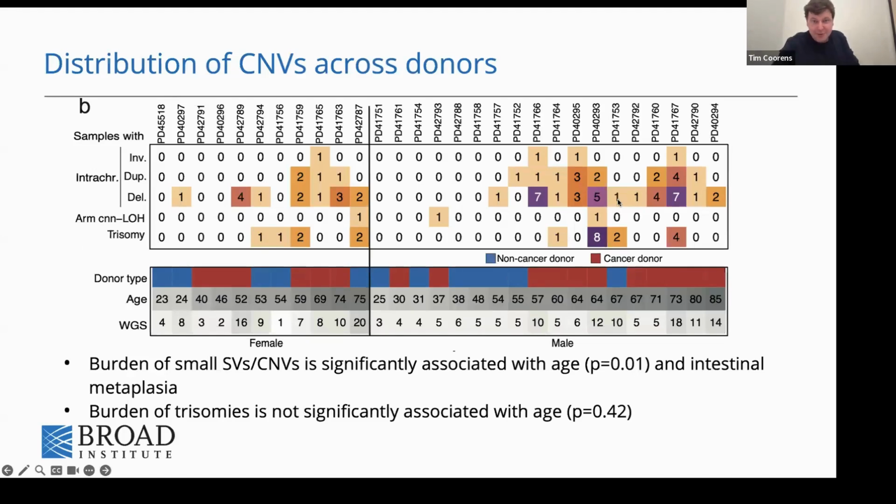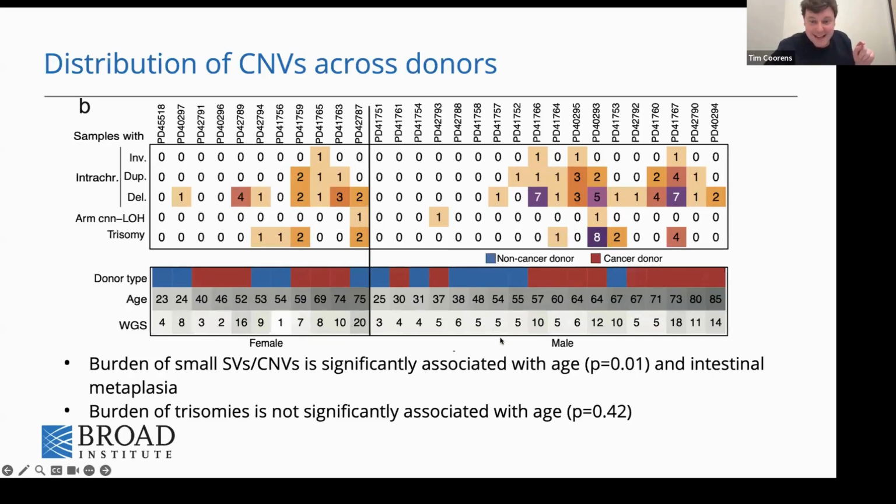Here are all the individuals within the study, females over here, males over here, and they're ordered based on age. And you can see that it's not the oldest patients that always have these trisomies. There's a few of them here in the middle. Some of them happen to be cancer donors, but not all of them. So what's really going on here?